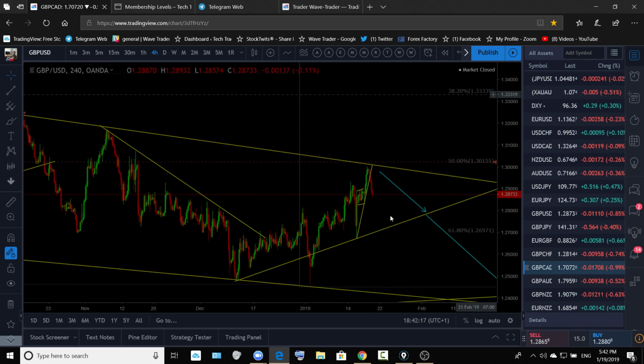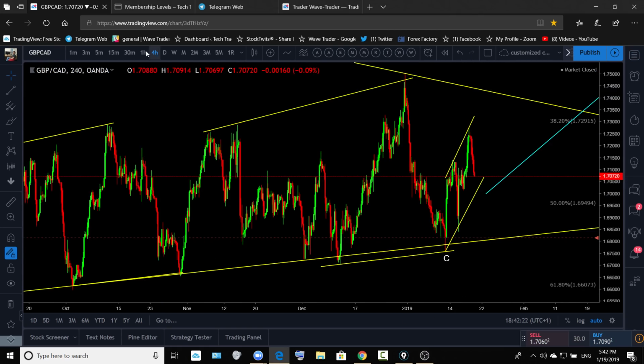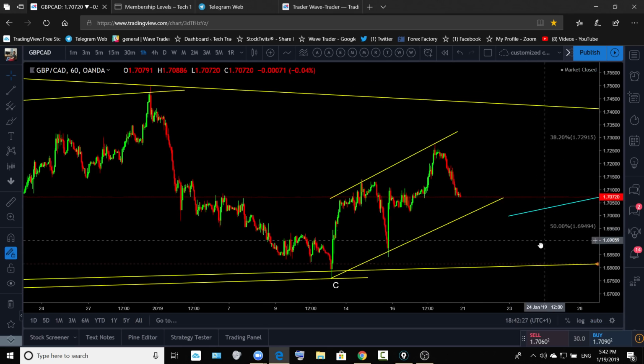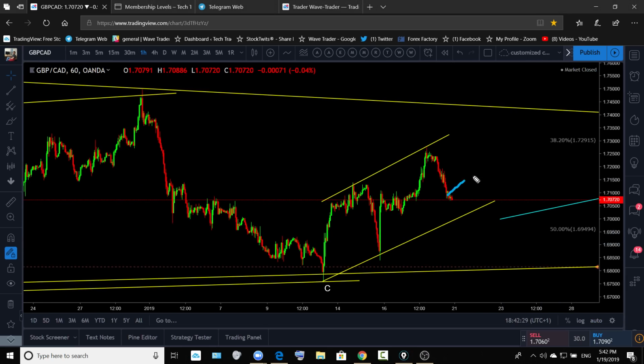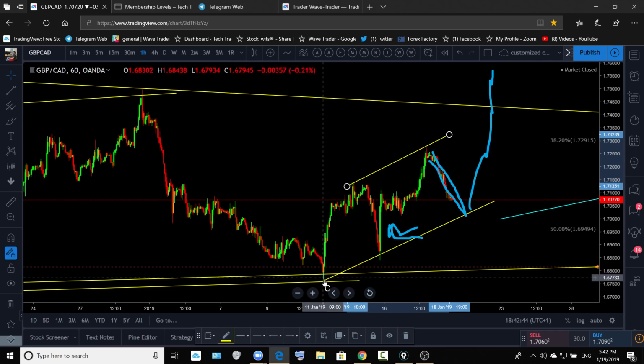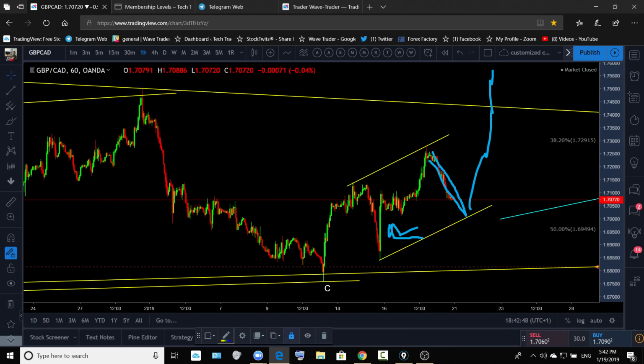Okay, so pound CAD can get back to the bottom again. It can test the bottom again. So correction, get down. If correction is not going to happen, and it is going to do this, then look for it to continue to go higher. Look for that pattern, running flat. Then look for it to continue to go higher.